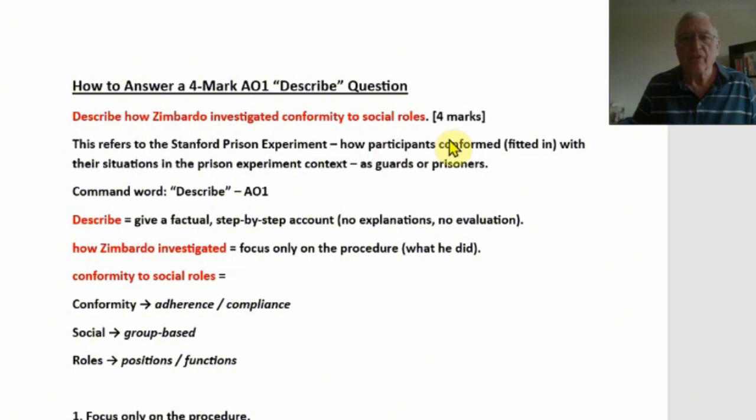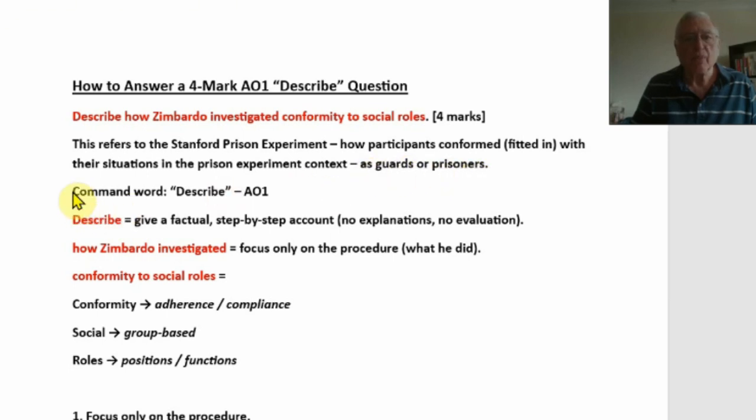That's how participants conformed. Conformity, how they conformed. In other words, how they fitted in with their situations in the prison experiment context. That is, either as guards or as prisoners. Those were their social roles in the context.